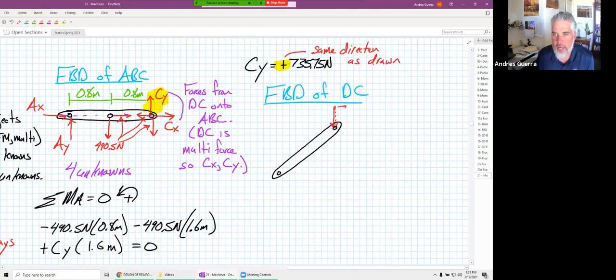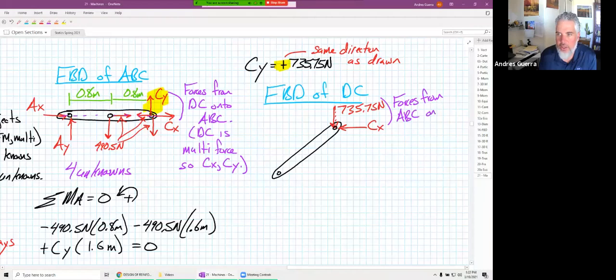So our CY, we do know it's 735.75 newtons. And then CX also needs to go in the opposite direction. So when we're looking at rigid objects on the opposite sides of connections, we need to make sure those forces go in the opposite directions, because these right here are now the forces from ABC onto D to C.